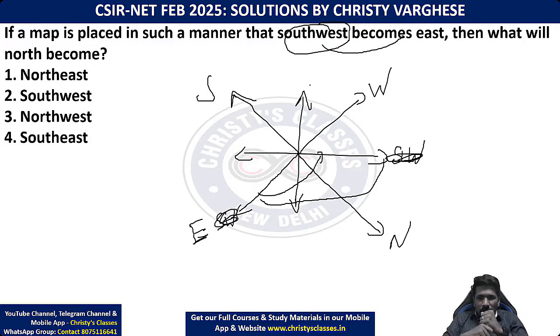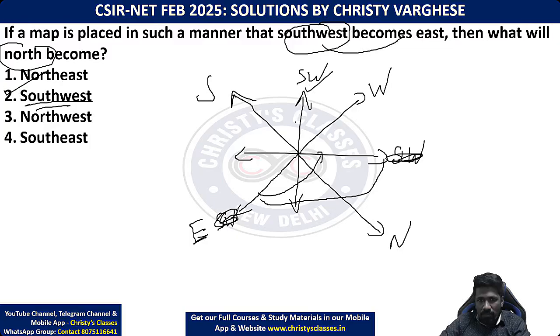Actual southwest will become east. So actual north will become southwest. I have told southwest now. I think I initially told southeast. That is a mistake. Southwest. Actual north will become what? Actual north is this itself. That will become southwest only. So the second option will be the correct answer.